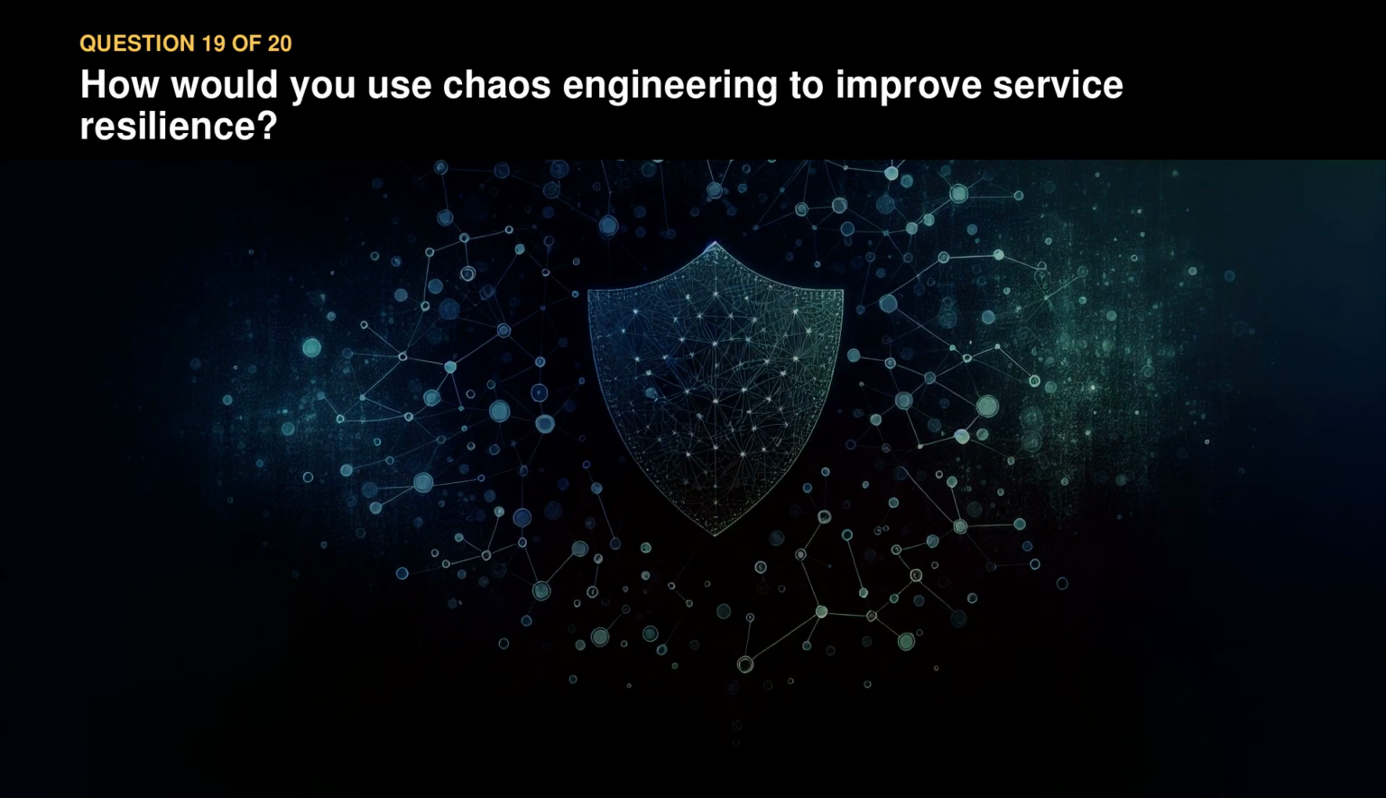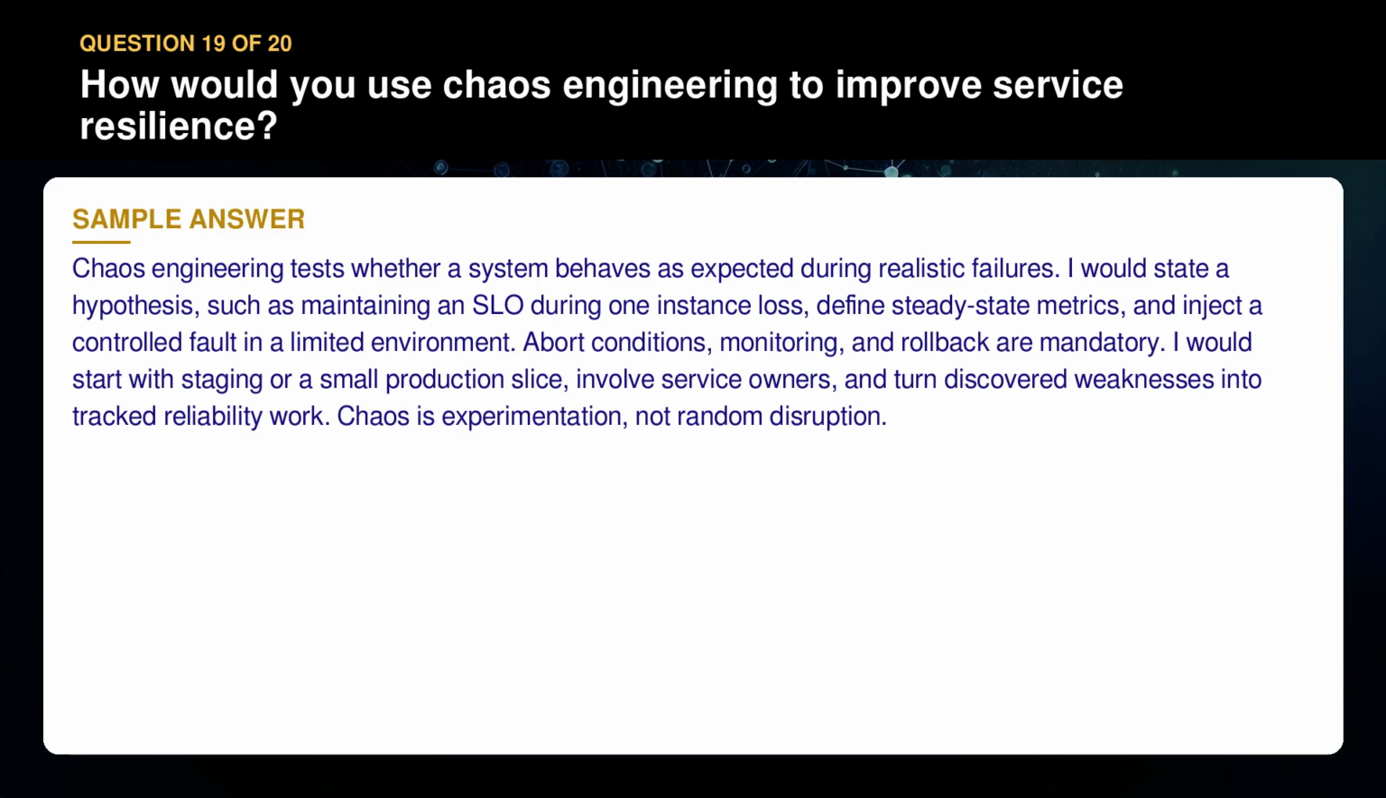Question 19. How would you use chaos engineering to improve service resilience? Chaos engineering tests whether a system behaves as expected during realistic failures. I would state a hypothesis, such as maintaining an SLO during one instance loss, define steady-state metrics, and inject a controlled fault in a limited environment. Abort conditions, monitoring, and rollback are mandatory.